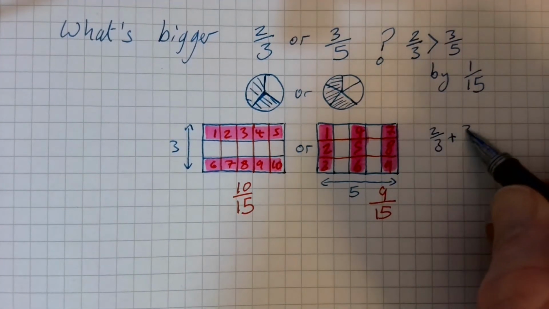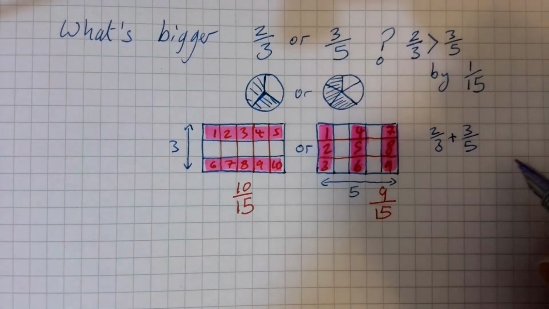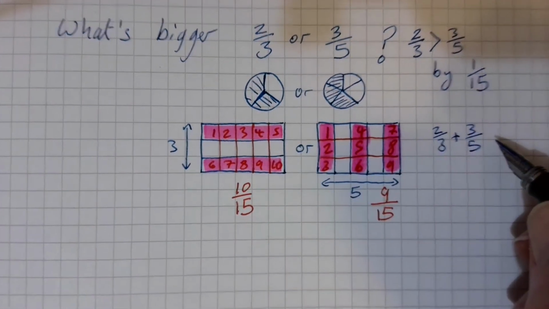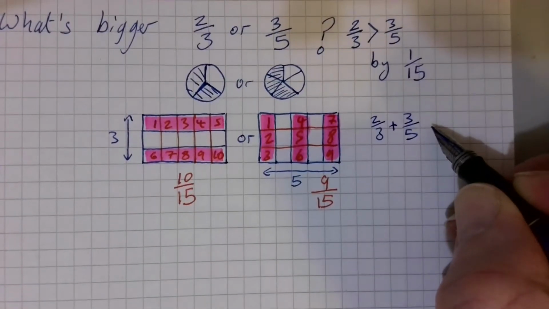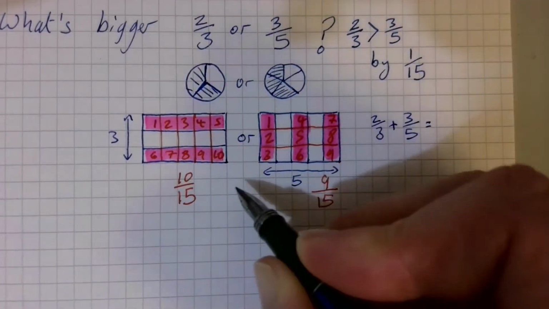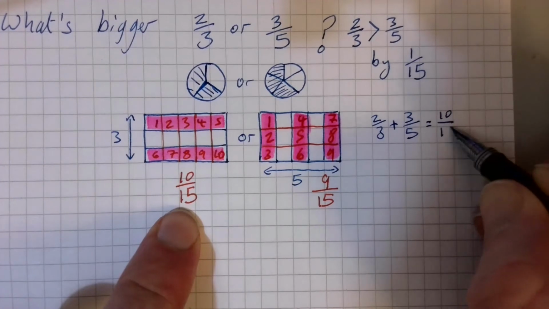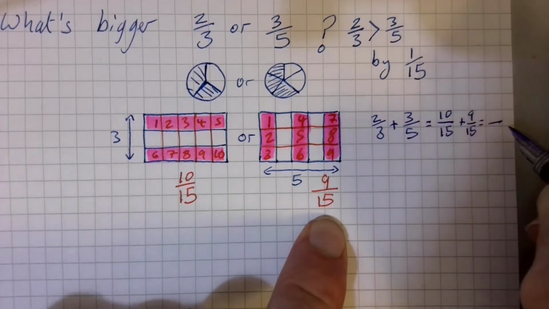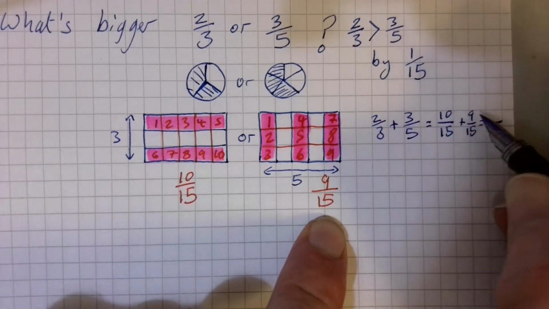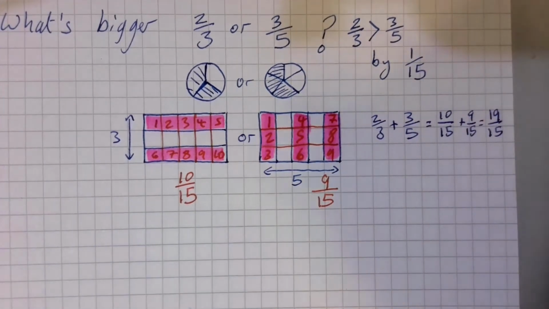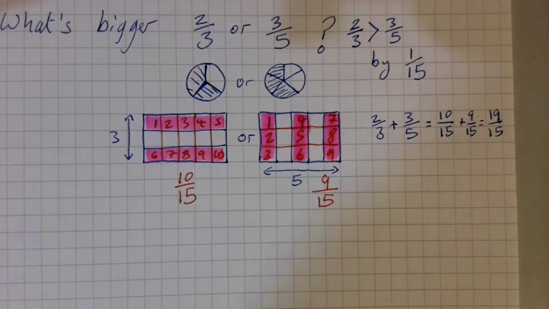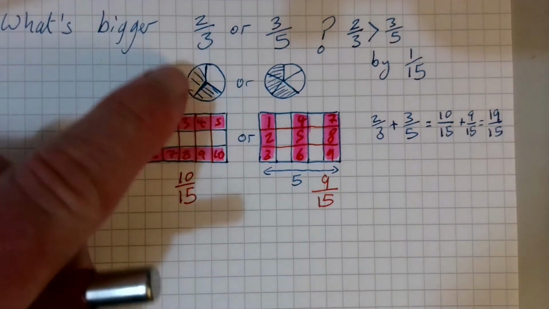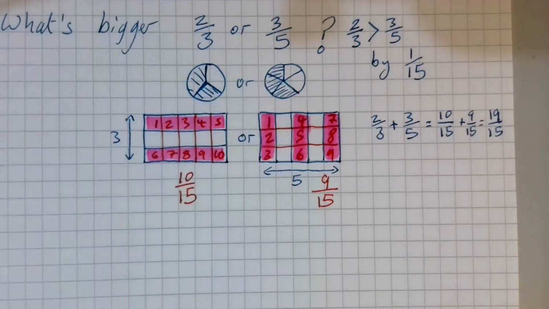I can even go further and say, if I wanted to do 2/3 plus 3/5, I could say that that is equal to 10 15ths plus 9 15ths, which is 10 plus 9 is 19 15ths. Now, are we allowed to have a bigger number on the top? Well, we are, if it means we've got more than one whole. And we have got more than a whole, haven't we? Because we've got more than a half there and more than a half there.